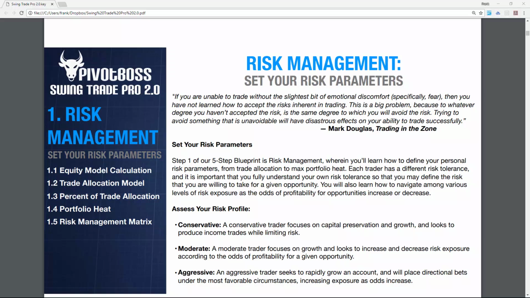And we start our 5-step swing trading blueprint with risk management because it is so very important. If you do not accept the risks inherent in trading, again, you will do things to your position that will inevitably lead to losing money or lost opportunity, because all of the fluctuations, all the fear, all the emotional distress that goes on inside your head between the ears will eventually lead to disastrous effects for that position or positions to come.